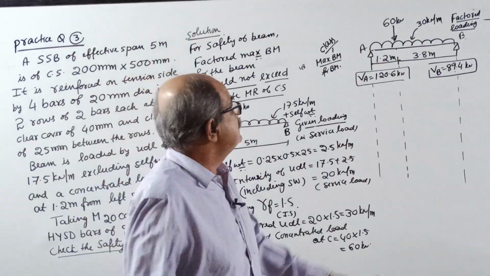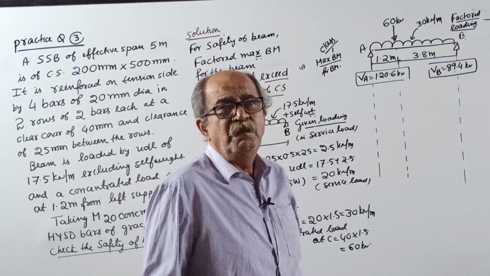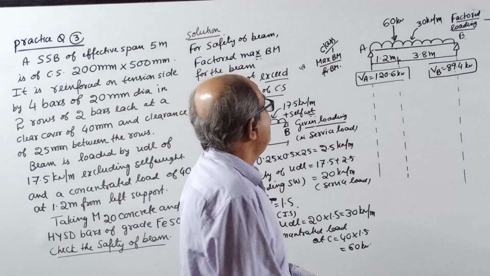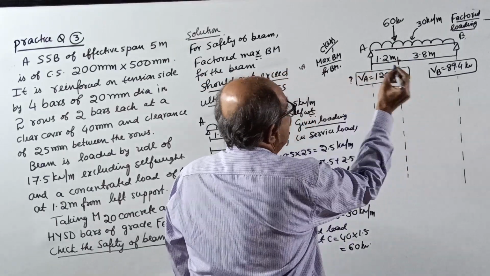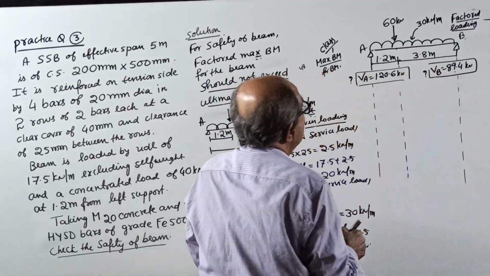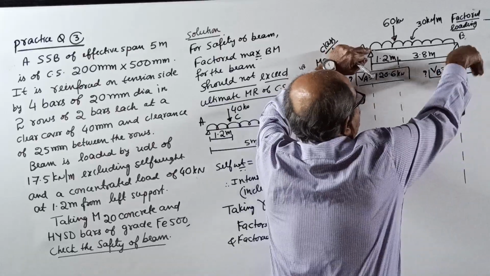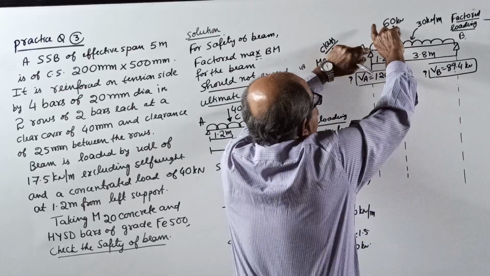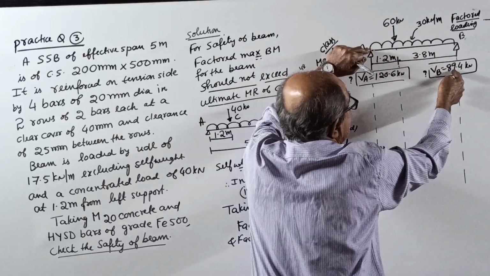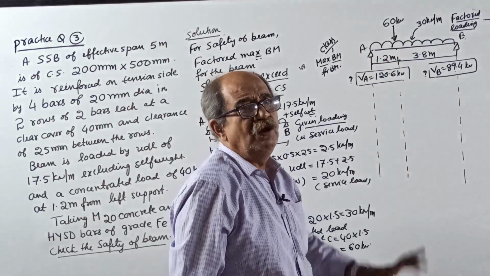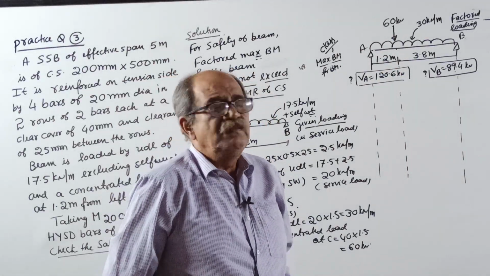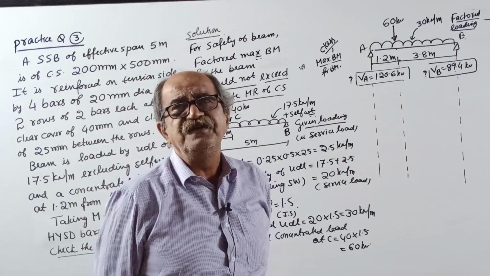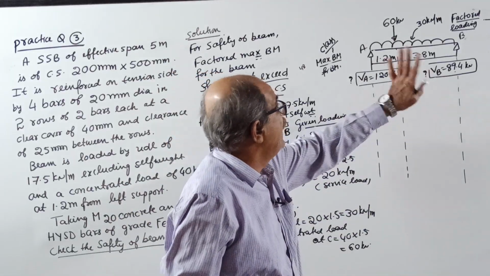Now, first you have to find reactions. First of all, I should not tell how to find reaction. I am not writing. See, this question mark means calculated value. You have to check it. See, take moment about A. Minus VB into 5 plus 30 into 5 into 5 by 2 plus 60 into 1.2 equal to 0. VB will come. Sigma V equal to 0, you get the value of VA. Now, suppose someone will tell, sir, we don't know all these things. Then why are you studying RCC first of all? Okay. Loading diagram ready with the reactions.